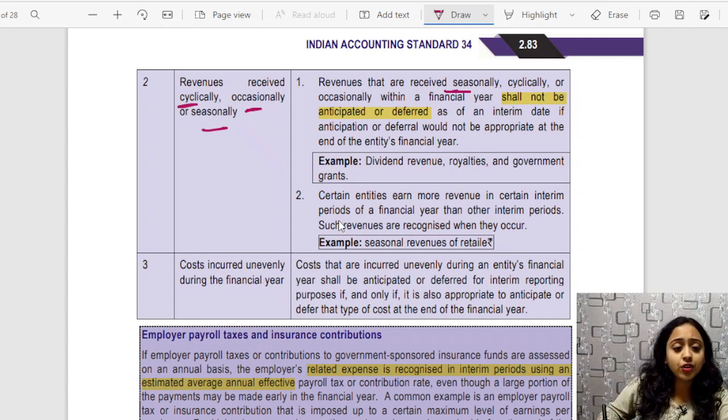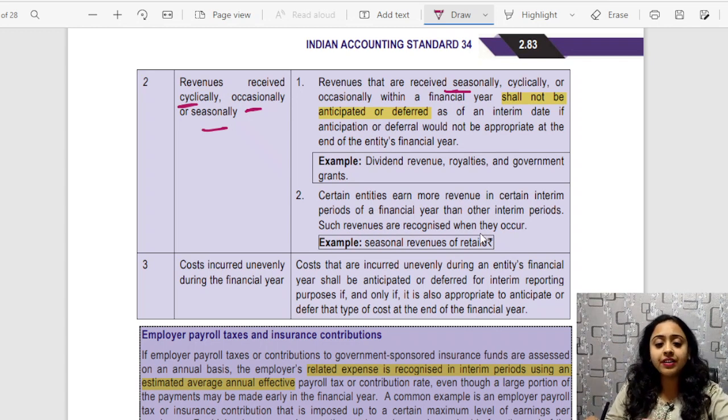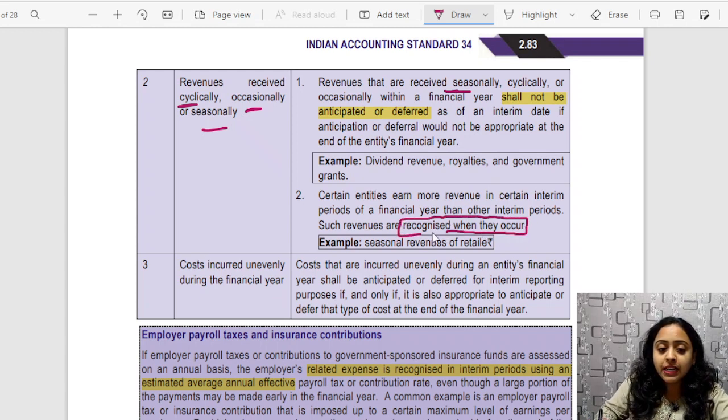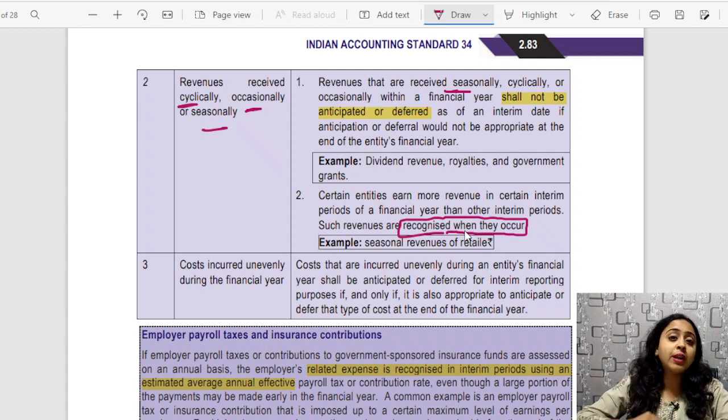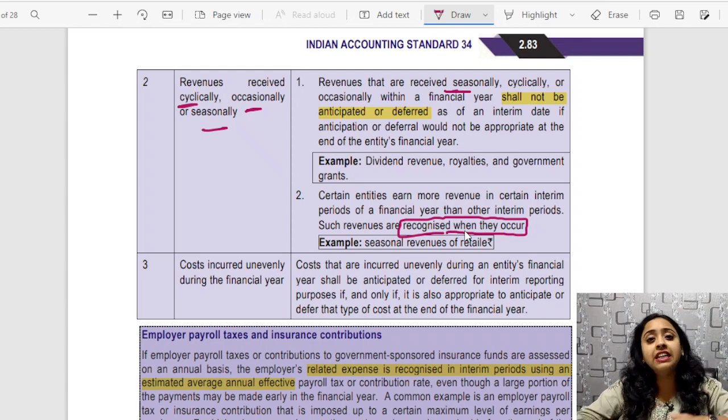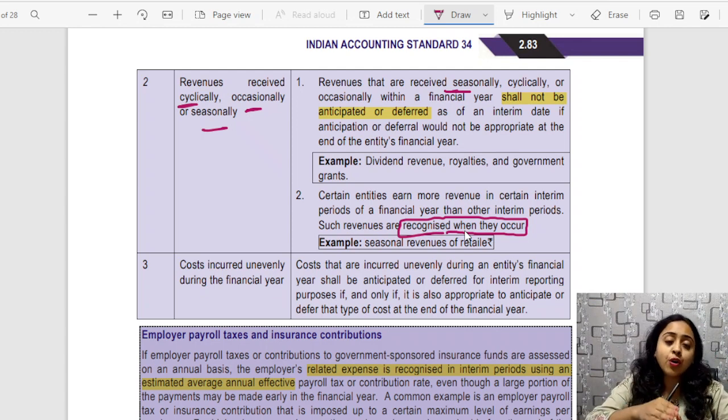Same goes for certain entities that earn more revenue in certain interim periods of the financial year than in other interim periods. Such revenues are recognized when they occur. This is very important to keep in mind, as questions can occur, and if you are reading as a professional, it is very important while presenting interim financial reports. If your entity chooses to present an interim financial report, then you have to follow this rule. If your revenue is irregular, occasionally high and low, then you have to record it in your financial statement as and when it occurs.